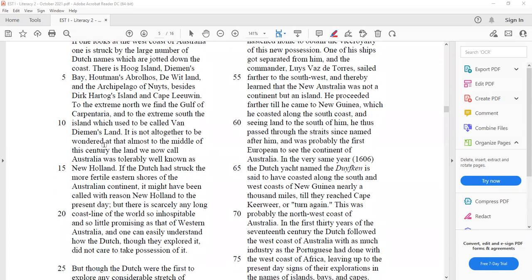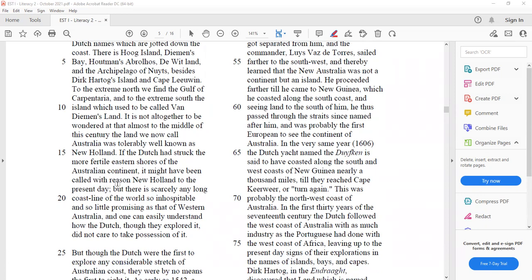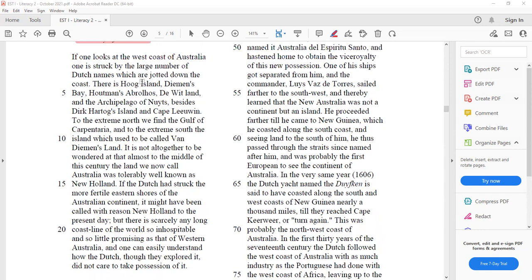It is not altogether to be wondered at that almost to the middle of this century, the land we now call Australia was tolerably well known as New Holland. This is in the past. If the Dutch had struck the more fertile eastern shores of the Australian continent, it might have been called with reason New Holland to the present day. But there is scarcely any long coastline in the world so inhospitable and so little promising as that of Western Australia. And one can easily understand how the Dutch, though they explored it, didn't care to take possession of it. Take care, he repeated many times the Dutch.